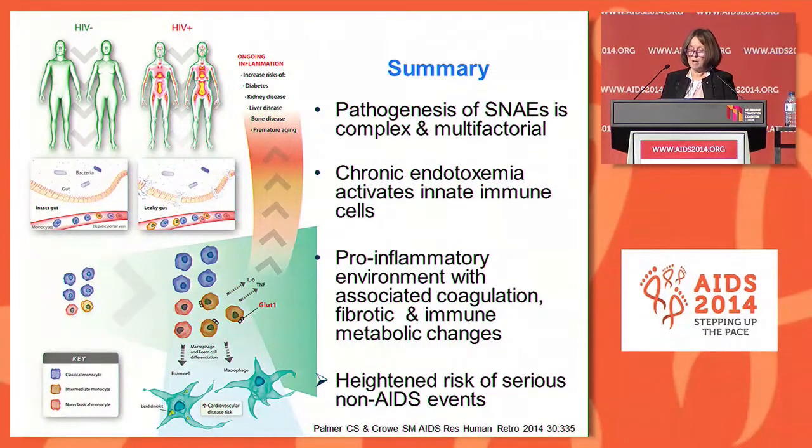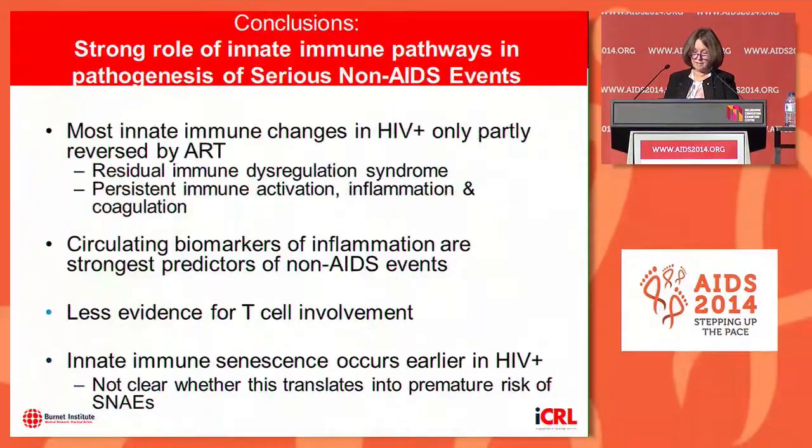multifactorial, a pro-inflammatory environment associated with coagulation, fibrotic and immune metabolic changes seems to be prevalent and heighten the risk of these non-AIDS events. Most of these immune changes are only partly reversed by ART, resulting in a residual immune dysregulation syndrome with persistent activation of a number of immune pathways.